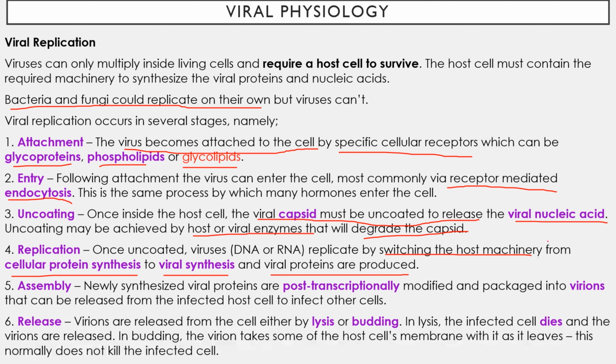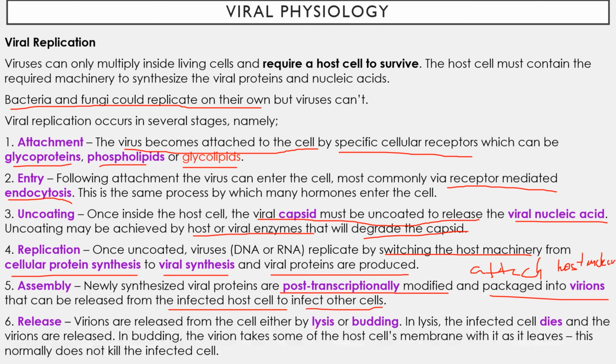So what happens there, class, is that the viral nucleic acid that was released from uncoating would attach to the host nuclear material. Then it would start creating viruses. So instead of the normal translation and normal transcription, it would start creating copies or viral proteins. Then after that, newly synthesized viral proteins are post-translationally modified and packaged into virions that can be released from the infected host cell to infect other cells.